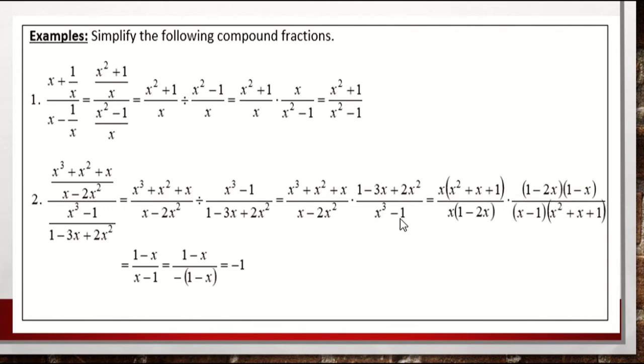Over, next is our x cubed minus 1, this is a perfect cube. When we factor it out, we follow the pattern of our special product, and we can apply that special product here in simplifying compound fractions. So, this can be factored out as x minus 1 times x squared plus x plus 1. The first term minus the second term times the square of the first term plus the first term times the second term plus the square of the second term. That is the factoring.